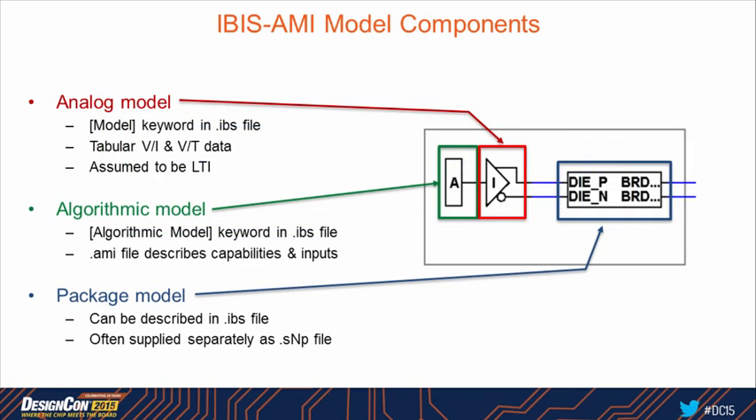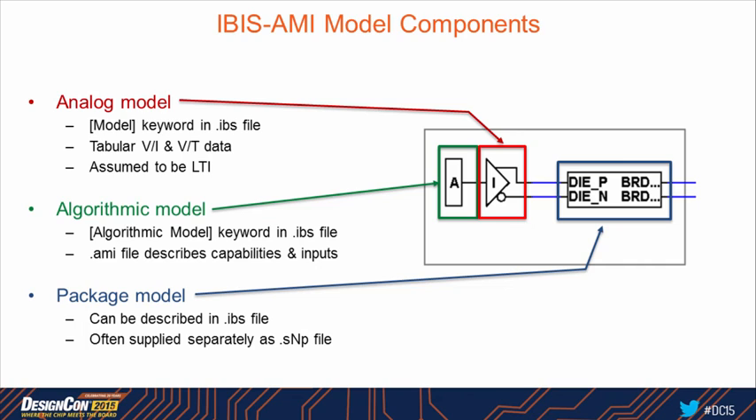So if we look at an IBIS-AMI model, we see three fundamental pieces. There's the analog model, which is describing, in the case of the transmitter, the output buffer and its power supply and its output impedance and its capacitance and things like that. That is described in the IBIS file associated with the component, and it's the legacy constructs in IBIS that we normally think about. And again, it's assumed to be linear and time invariant.